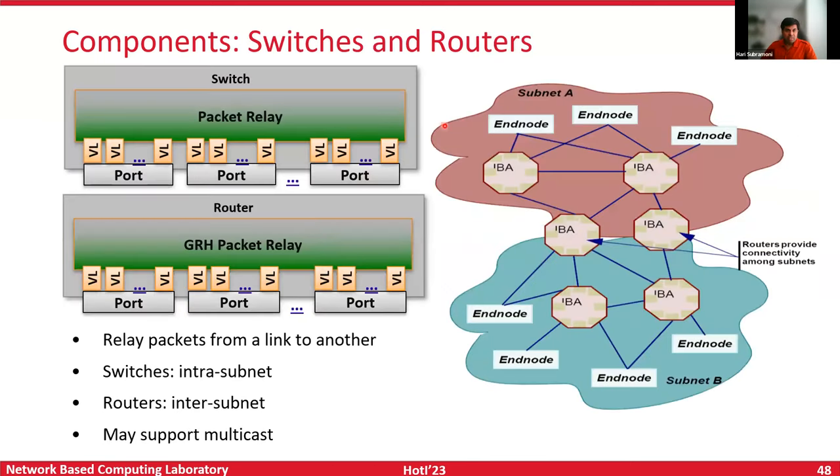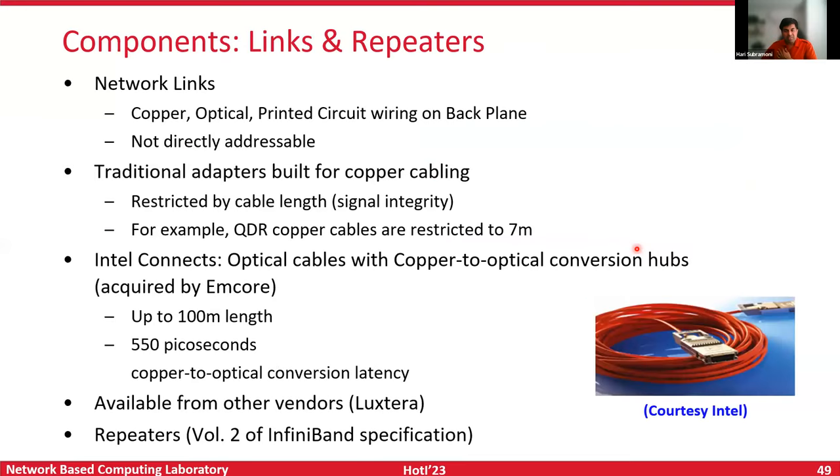The network devices are, of course, the switches and routers. The switches are for intra-subnet communication, and the routers sit at the boundaries of multiple subnets to form inter-subnet communication. As I mentioned earlier, most state-of-the-art InfiniBand deployments fit within one subnet. You typically don't have to go across subnets. And there are also cables, which form the third component of the network fabric: the cables, links, and repeaters.